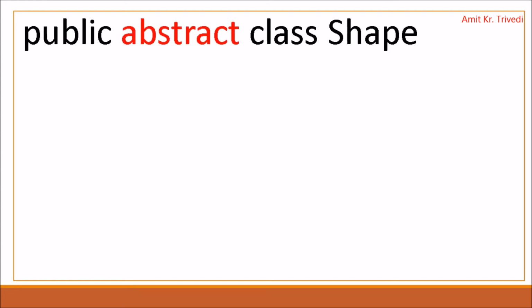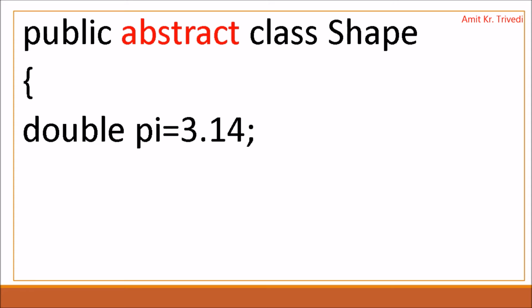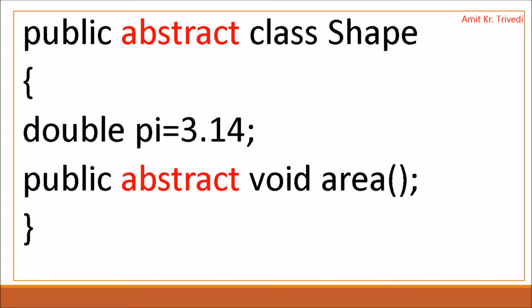So here you can see public abstract class Shape. This class Shape we have taken as an abstract class. The class has one instance variable pi, which we have initialized with 3.14, and one abstract method, public abstract void area.